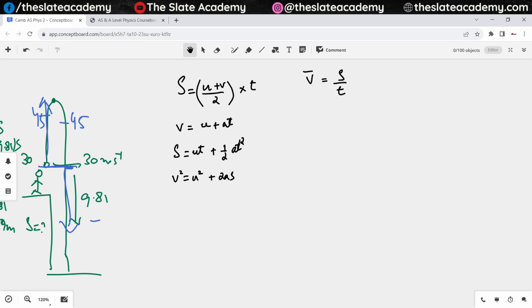So for average velocity, if the velocity of a body is changing and I want to take the average, how would I do that? I would have the initial plus final divided by 2. This is distance over time, and (u plus v) by 2 multiplied by time is the distance. So the first equation was quite simple. Any confusion in this?